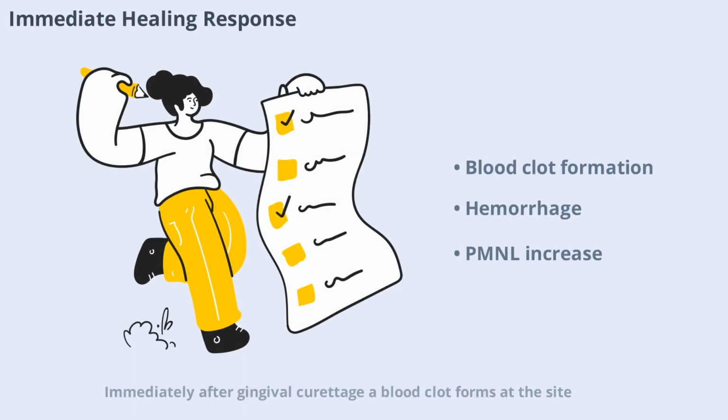Immediately after gingival curettage, a blood clot forms at the site, followed by hemorrhage and an increase in polymorphonuclear leukocytes, PMNLs, on the wound surface. This initial response is crucial for protecting the area and initiating the healing process. The wound may appear bright red and hemorrhagic during this stage.